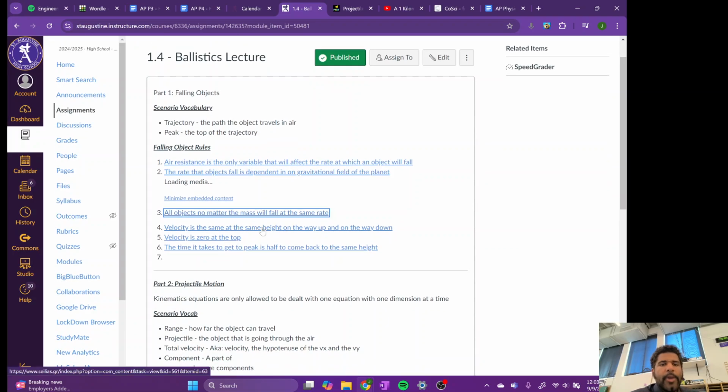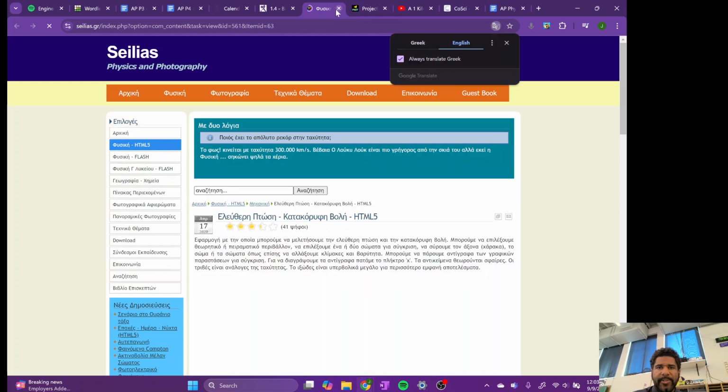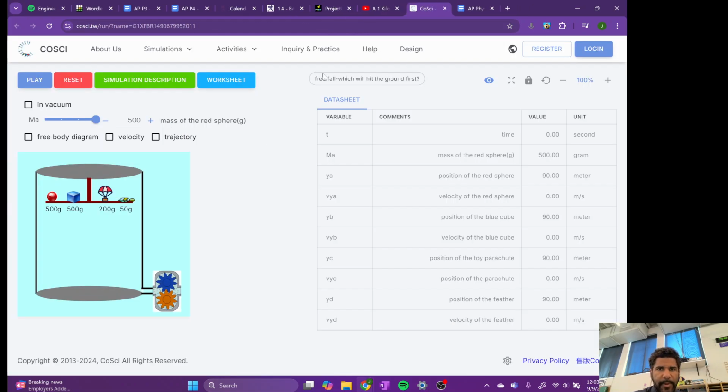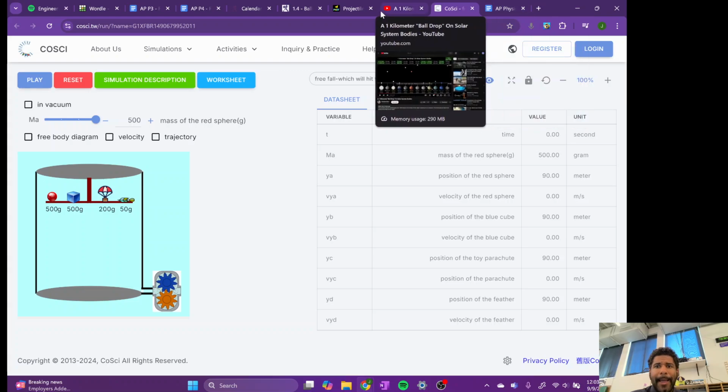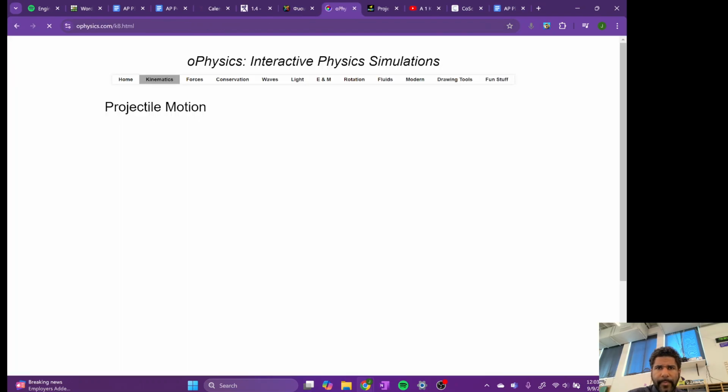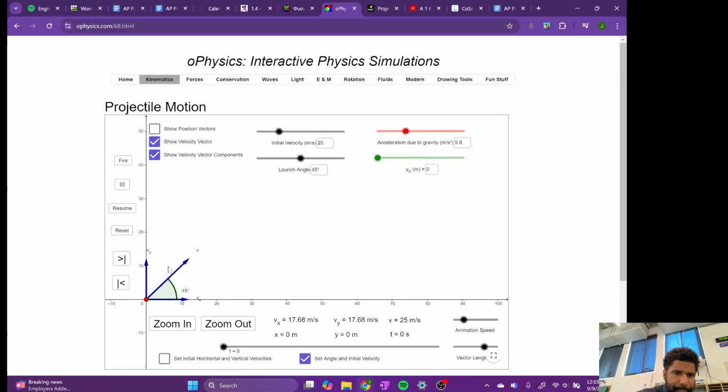Moving on. The velocity is the same at the same heights on the way up and down. What does that mean? I'm going to show you. I'm going to change the angle of this to 90 degrees. So that's shooting straight up in the air. This simulation tells me what the object is doing. Right when it starts off, it's going to go with 25 meters per second. It goes up into the air.